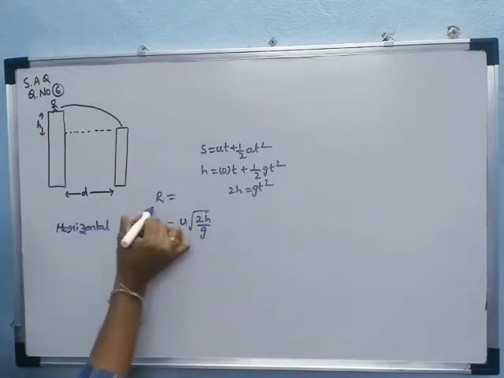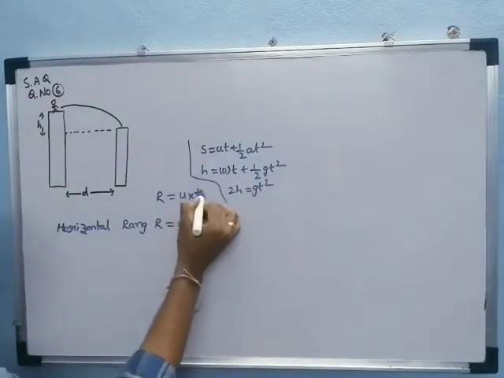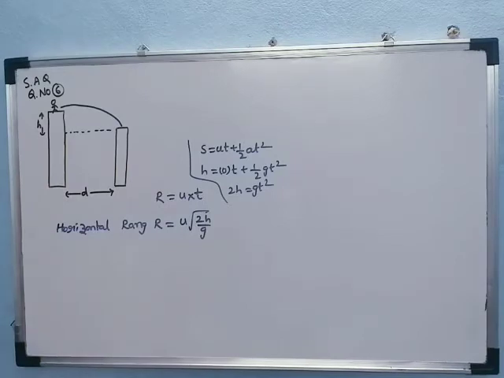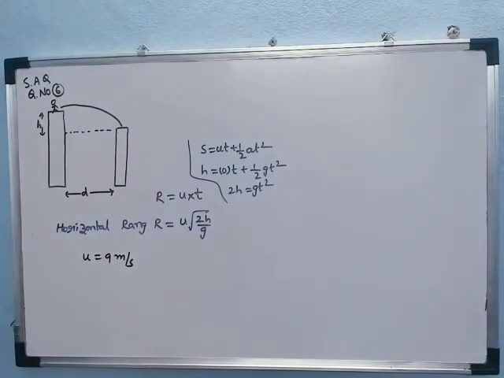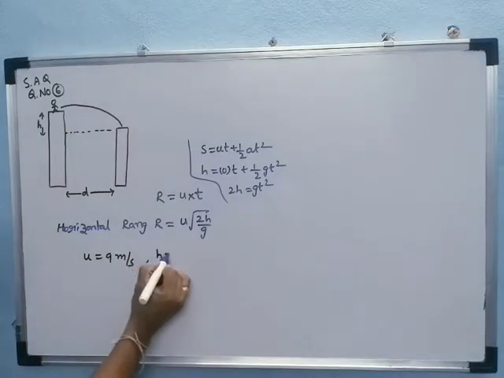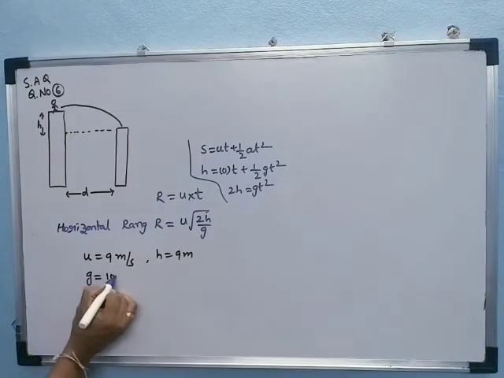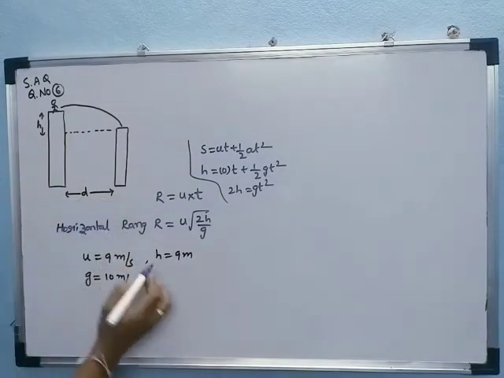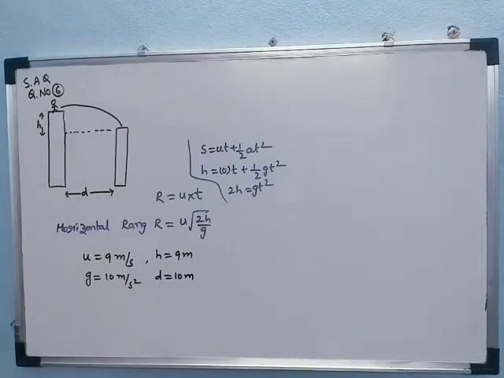Because the horizontal range is equal to horizontal velocity into time of flight. See, then the horizontal velocity is given. Horizontal velocity u is given as 9 meter per second. And the difference of height h is also given as 9 meters. Acceleration due to gravity is taken as 10 meter per second square. And the distance between these two buildings is given as 10 meters. Then find out the horizontal range.